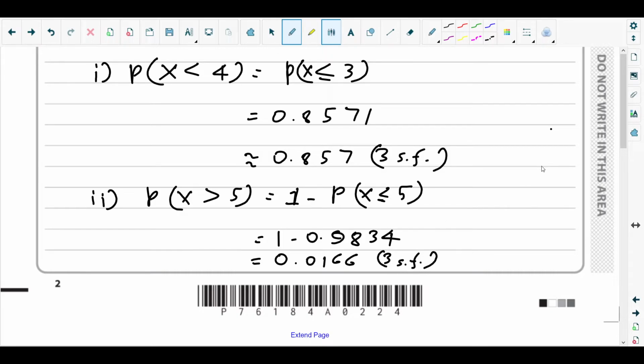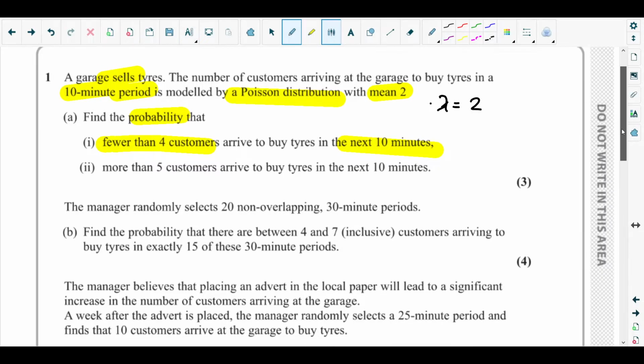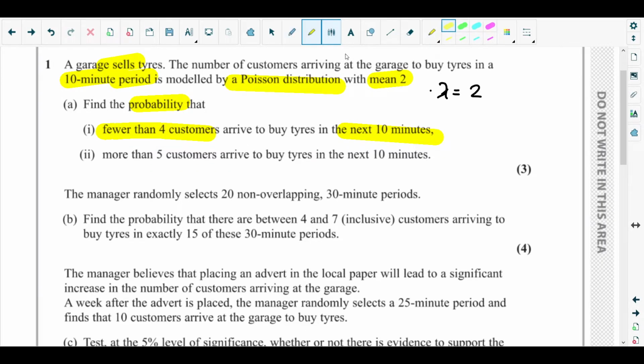Okay, that's it, done. Next, for part B, let's see what they have asked. The manager randomly selects 20 non-overlapping 30-minute periods. It's very important to understand: 20 non-overlapping means 20 independent 30-minute periods. Earlier the mean that is given, that is 2, is for a 10-minute period, but now the period is 30 minutes.